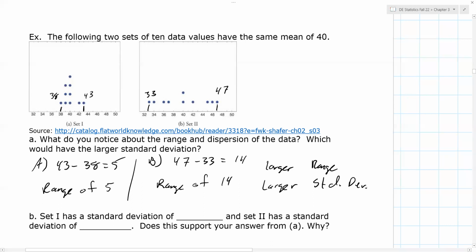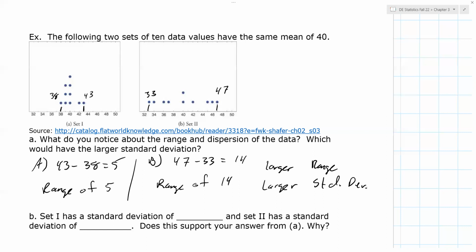So if we have a larger range, most of the time we are going to have a larger standard deviation. Not 100% of the time, but there's a very strong correlation between range and standard deviation. So the larger the range, the larger the standard deviation. STD is short for standard, and then DEV is the abbreviation for deviation. So that's standard deviation. So we think B is going to have a larger standard deviation.